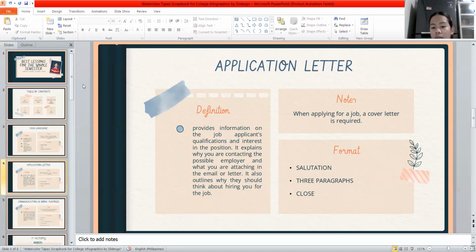We have to keep in mind that when applying for a job, a cover letter is required, because it states your educational background, your attainment in education, and other relevant information. In creating an application letter, we have a format that consists of 3 parts. First is the salutation, second is the 3 paragraphs, and last is the close.